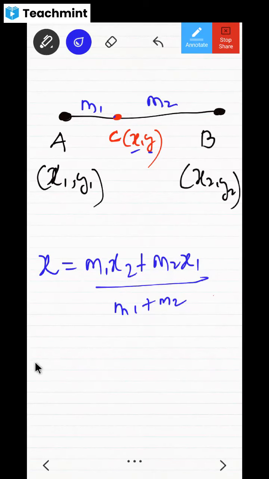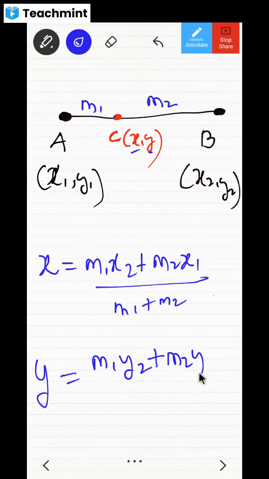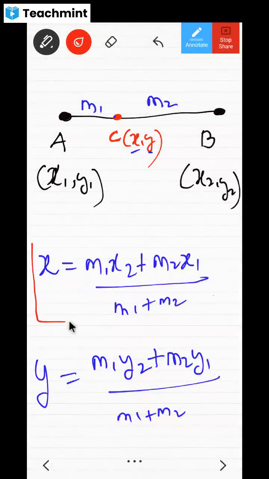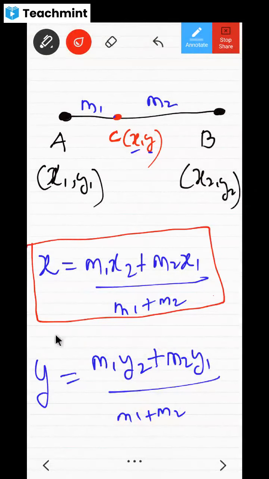Understood? Now can you tell me the formula for Y also? Tell me, dear children, try to say the formula for Y. M1 into Y2 plus M2 into Y1 divided by M1 plus M2. Don't you think these are very easy formulae, dear children?